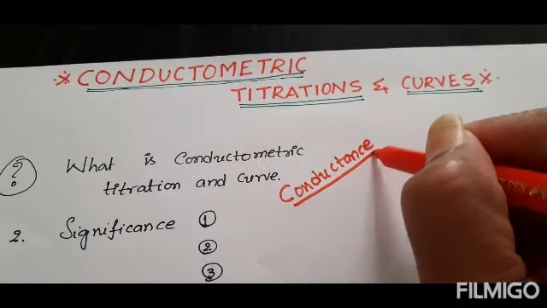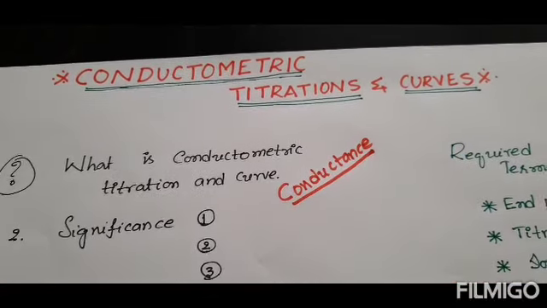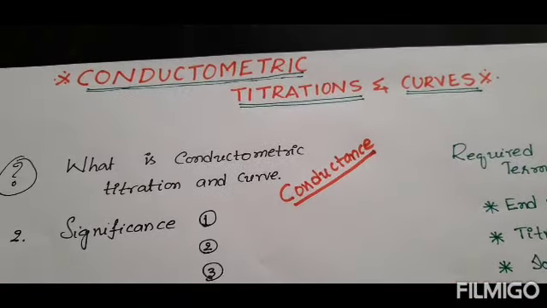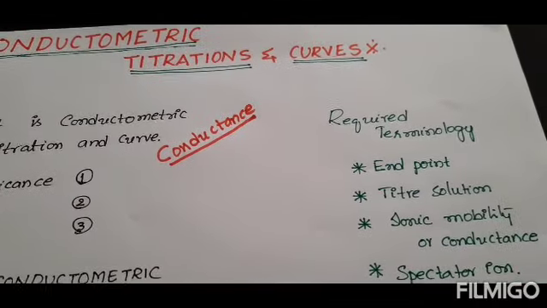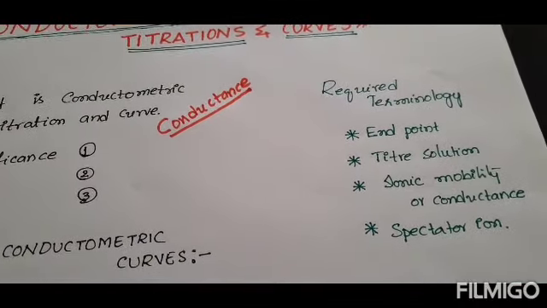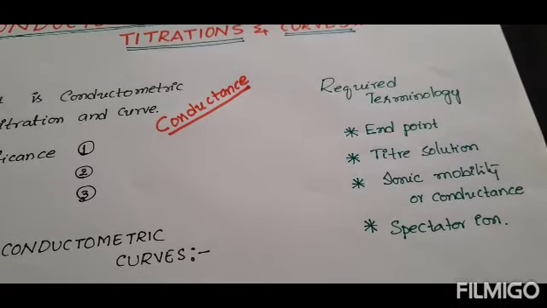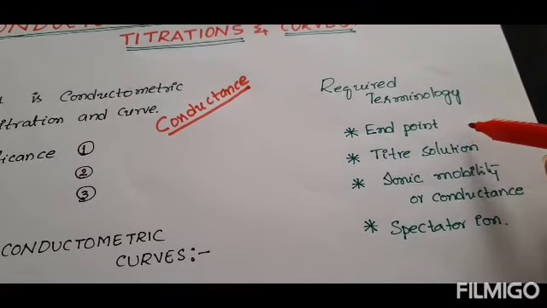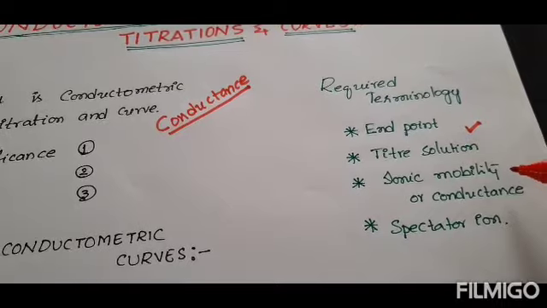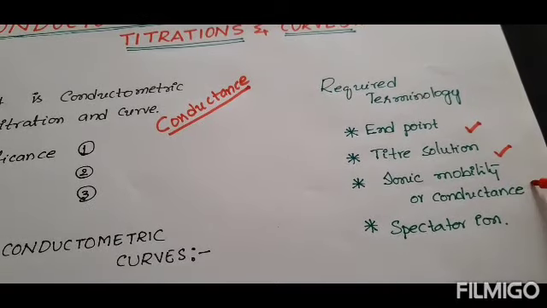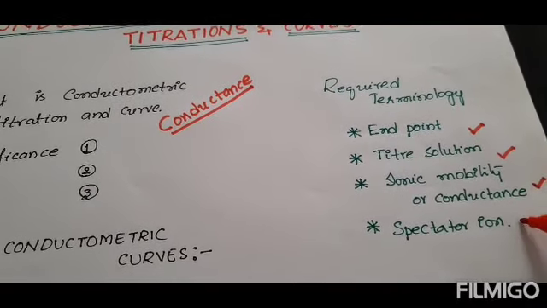Those titrations are called conductometric titrations. Before getting to know the conductometric titration, students have to know the terminology for this topic. One is called endpoint, another is titer solution, then ionic mobility and ionic conductance, and spectator ion.